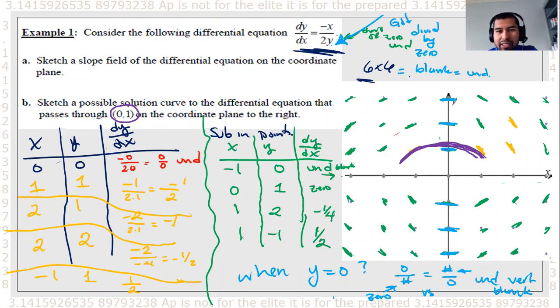I know this one was my best example, but it was just something that had both the undefined and the slope of 0. So that's why I picked it. But it's just substituting, guys.